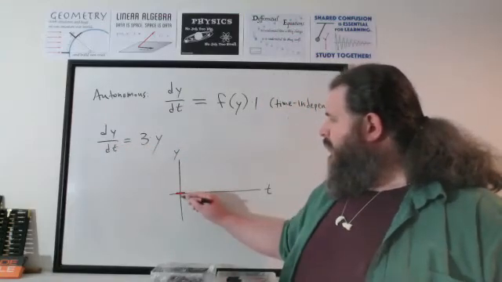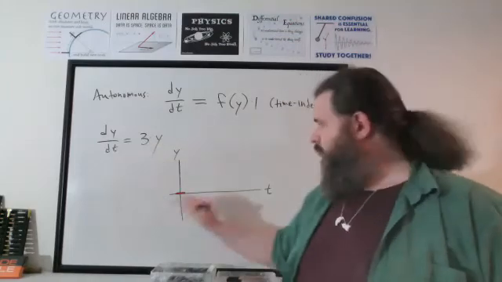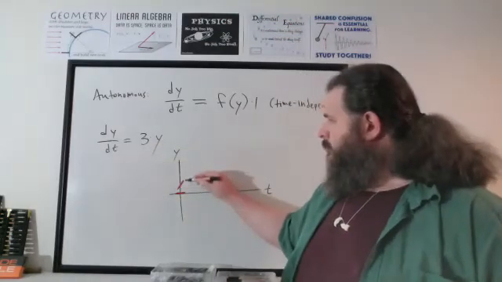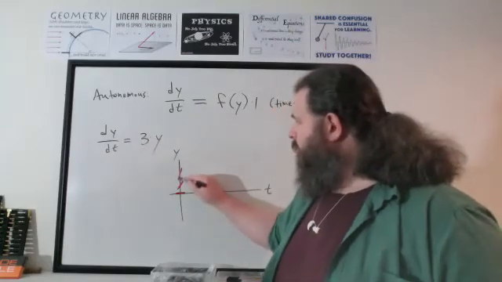Or let's say we go up to y equals 1, t equals 0. Plug in 1 for y, 3 times 1 is 3. So you have slope 3. Go up one more space, 3 times 2 would be 6. So the slope would be 6.